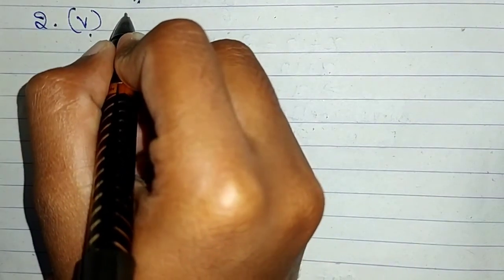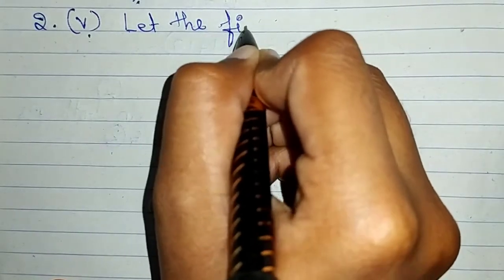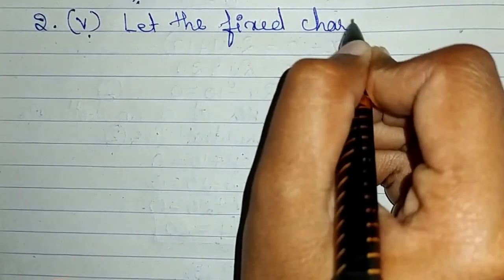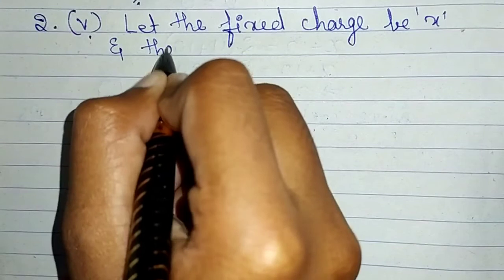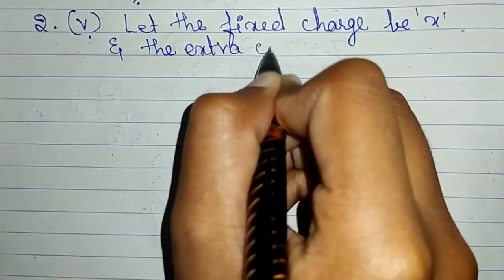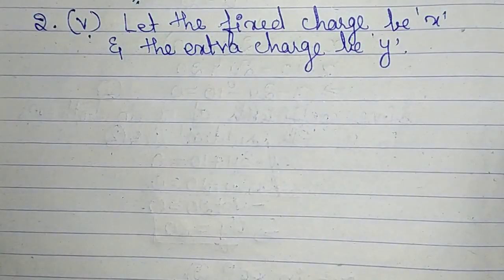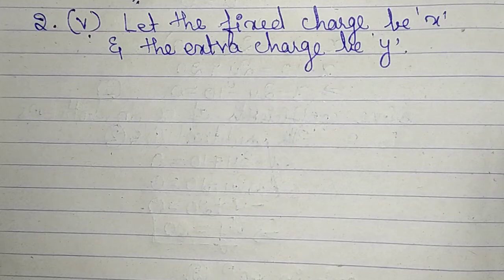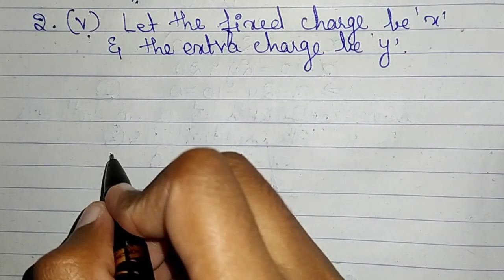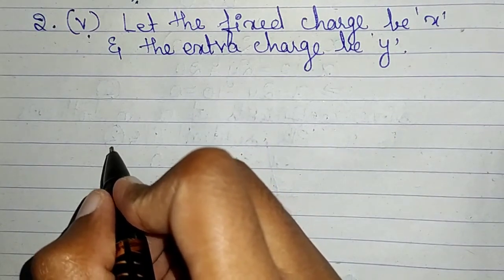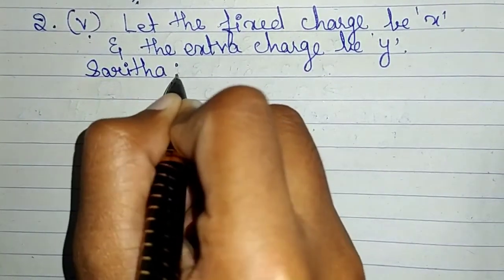So first let us write, let the fixed charge be x and the extra charge be y. So now for the first 3 days only the fixed charge is going to be applied for the books. So first, Sarita kept the book for 7 days. So first let us algebraically represent Sarita's situation.